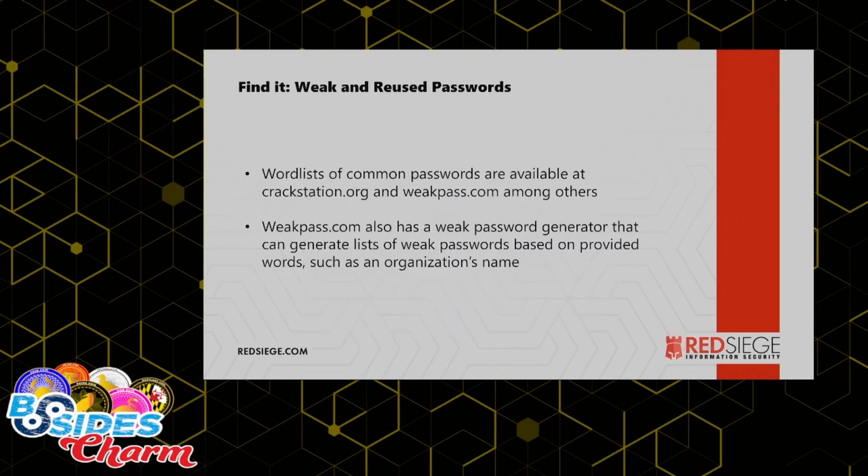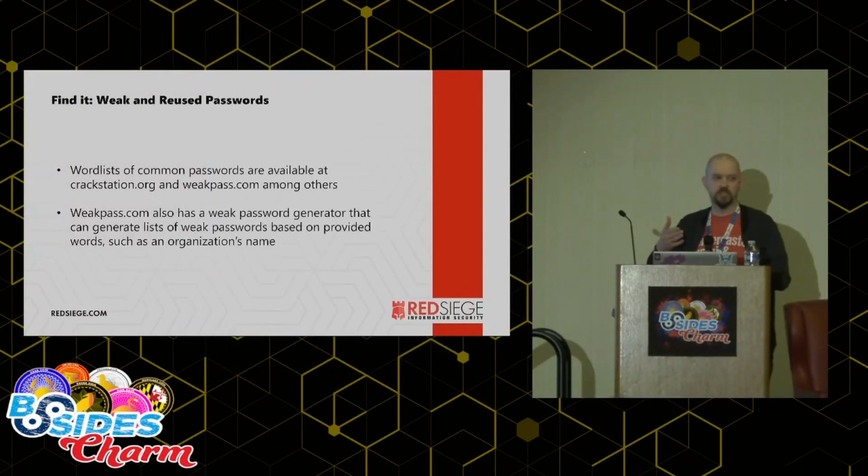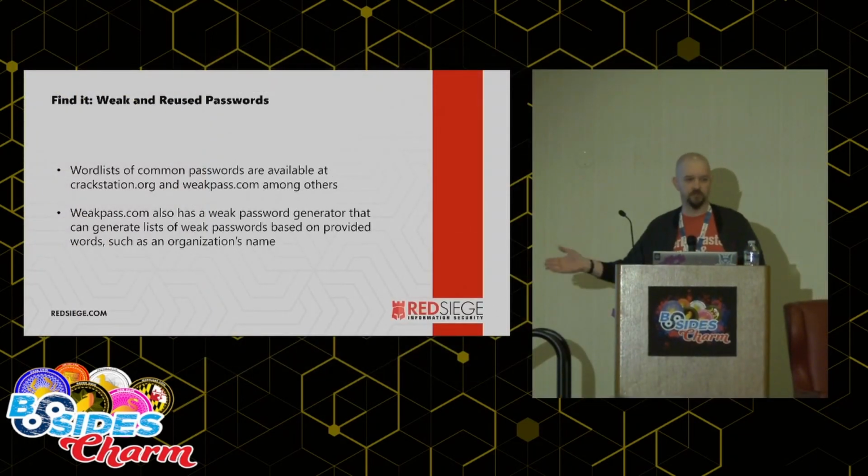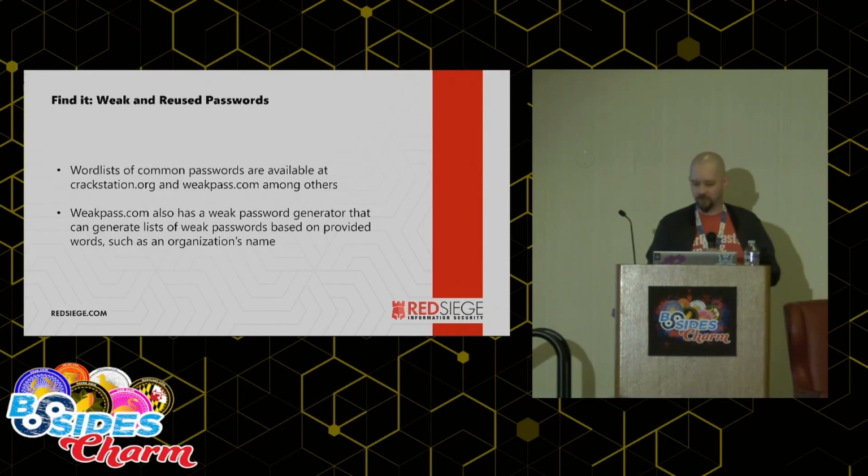The other part of this is you need word lists. Word lists of common passwords you can get from crackstation.org or weakpass.com. Weakpass.com also has a nice tool where you can give it terms and it will spit back a list of passwords based on those. So give it the name of your company, the names of key organizations, key units in your company, sports teams, other notable things about your area, and it will generate permutations based on all those that you can feed in here and try against your password list.